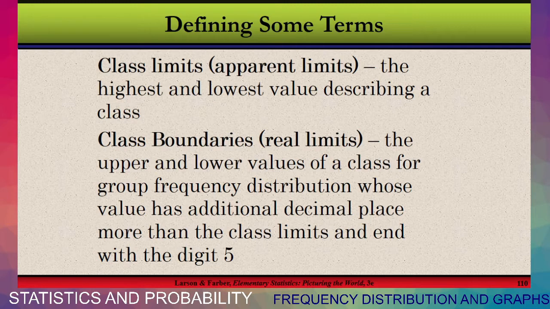So the upper and lower values of our class for group frequency distributions whose value has additional decimal place more than the class limits and end with the digit 5. So kalimitan, yung class boundaries natin is kapag yung ating class limits is a whole number. So, ang ginagawa lang natin is, nagmaminus tayo ng 0.5 sa lower limit, then the upper class limits is plus 0.5. So, ganun yung sa class boundaries.